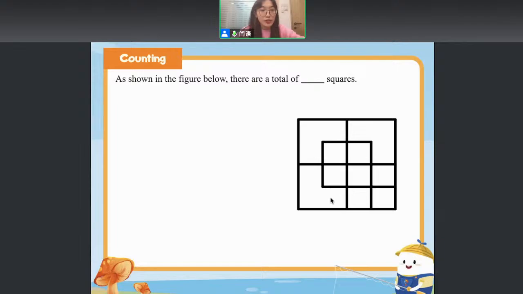Okay, so firstly, everyone, let's have a look for the first question in section C. It is about the counting. As shown in the figure below, there are a total of how many squares? Okay, everyone, what is your answer? To figure out the number of squares, you need to consider the small square, medium square, and the big squares, okay? You need to add all of them together. How many squares are there in total?